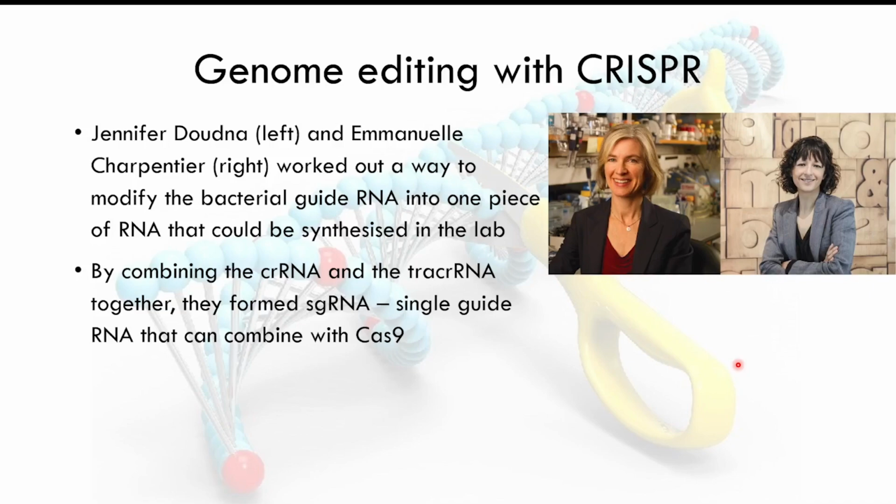We've got a slide on this. So by combining the CRISPR RNA and the tracer RNA together, they formed what we call the sgRNA, so single guide RNA, that can combine with our Cas9 molecule. We can now program Cas9 to cut any sequence we want.